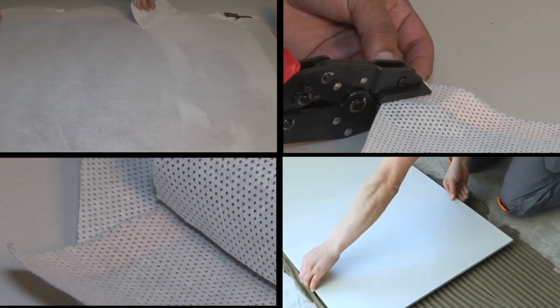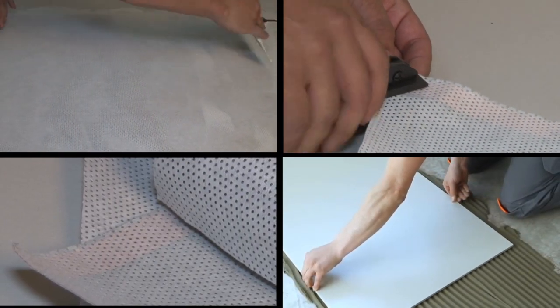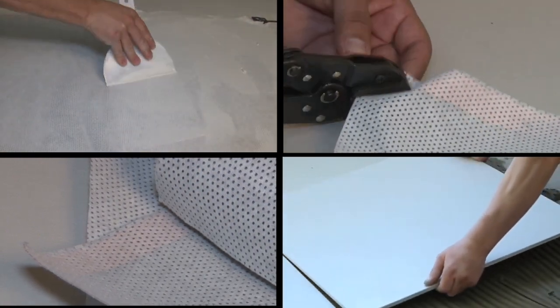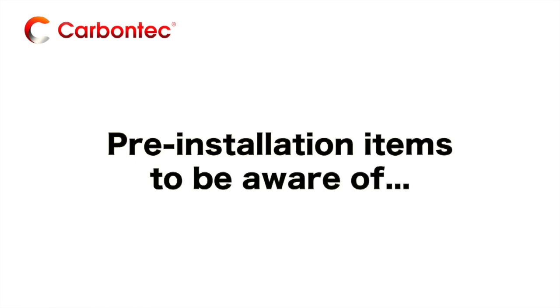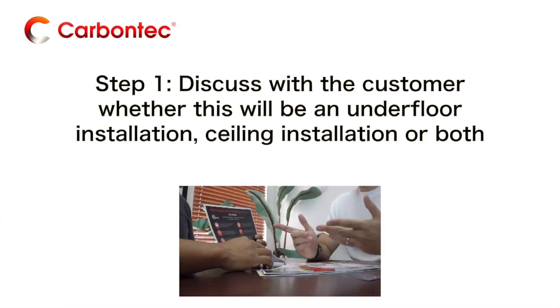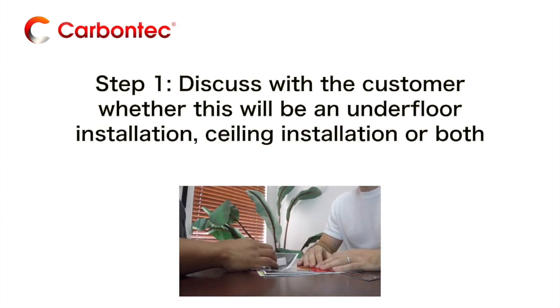In this video, we will be providing the information required to successfully plan, install, and register our Carbontec radiant heating system. Before any material can be measured and cut, there are a few pre-installation items installers must be aware of. Step 1. Discuss with the customer whether this will be an underfloor installation, ceiling installation, or both.